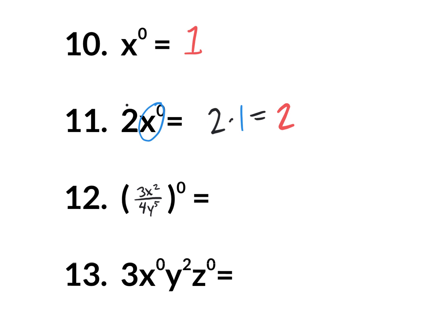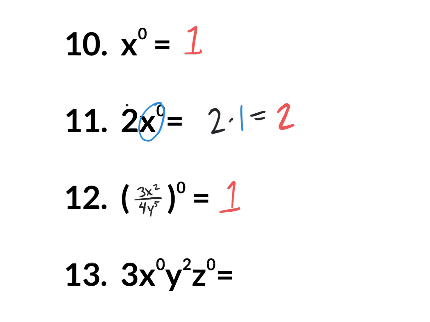Number 12, you have 0 as an exponent, parentheses with some junk on the inside. Now, the whole thing is in parentheses to the 0 power, so the whole thing to the 0 power equals 1. Okay?